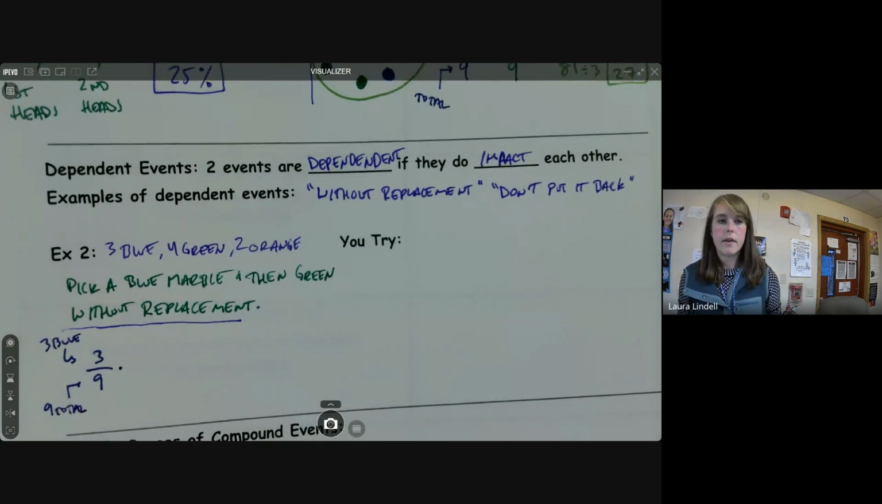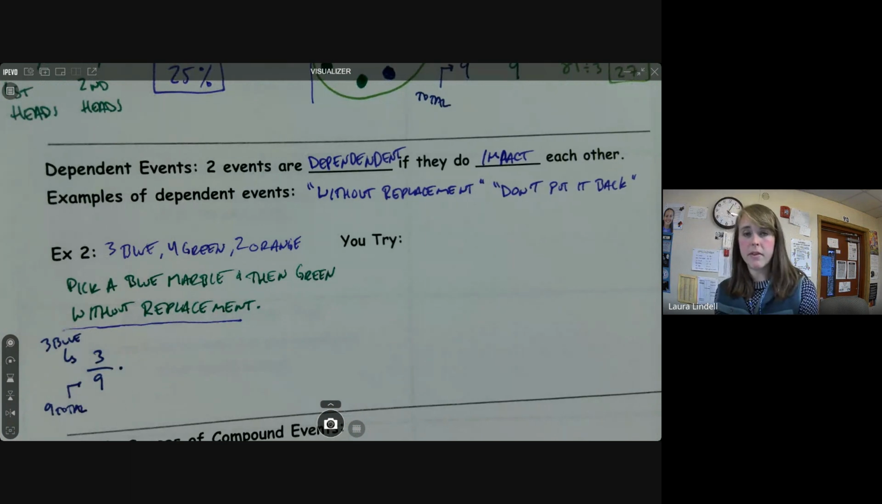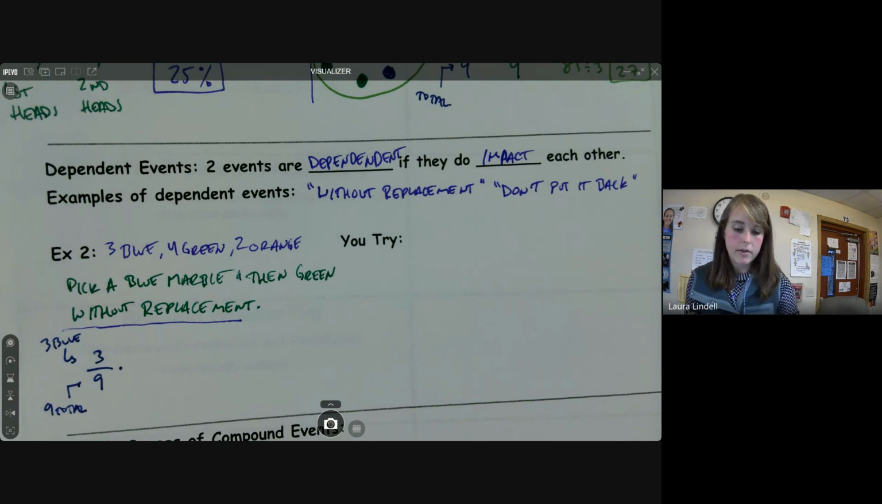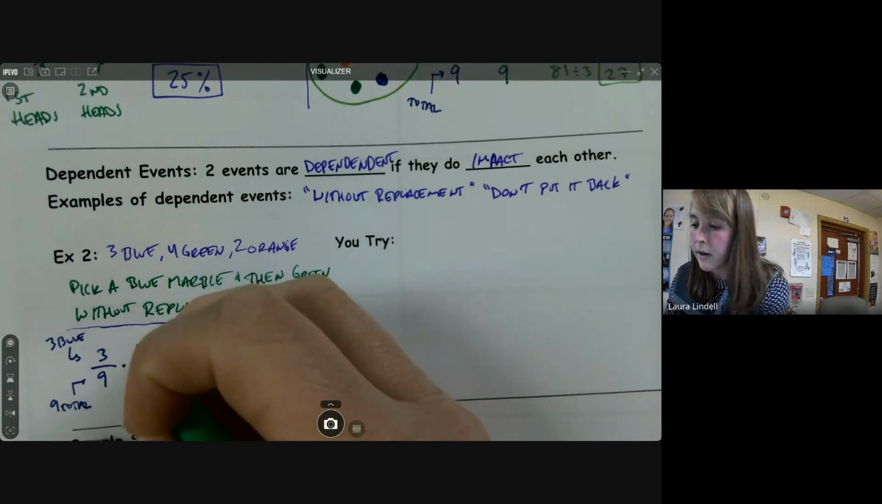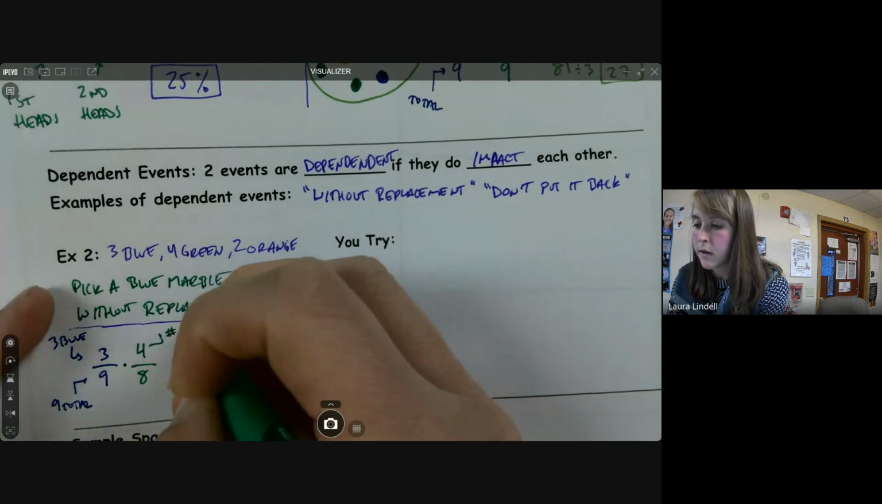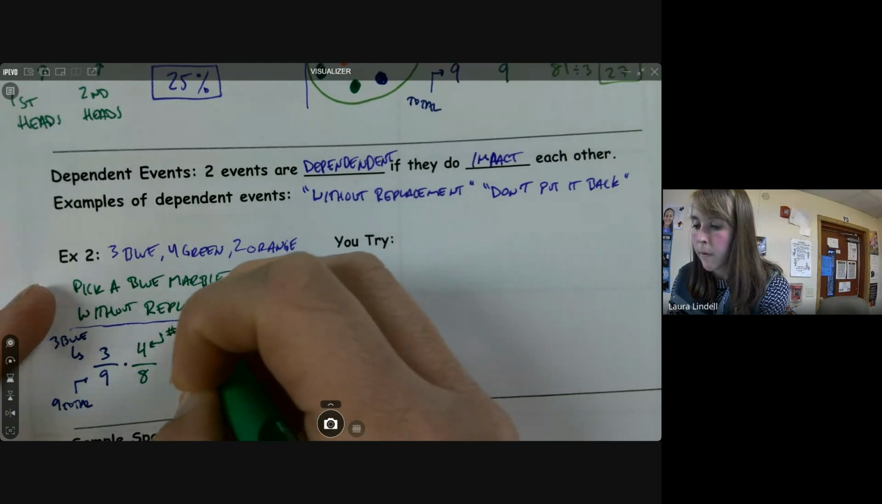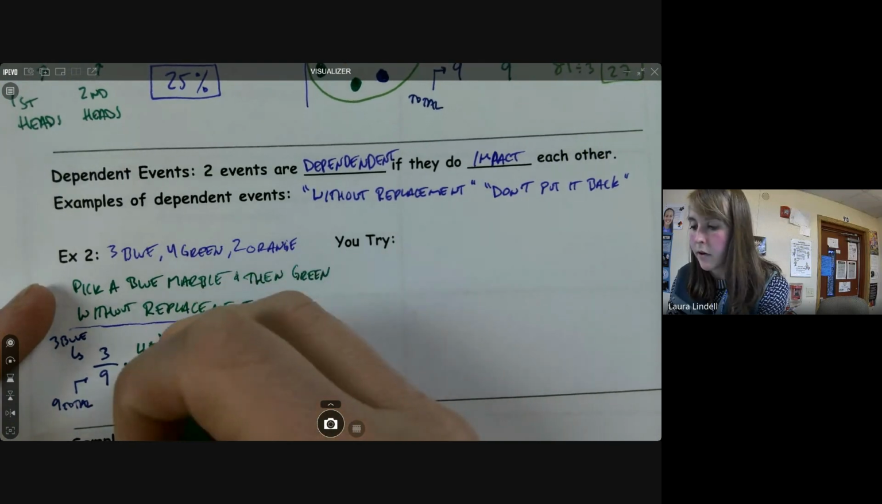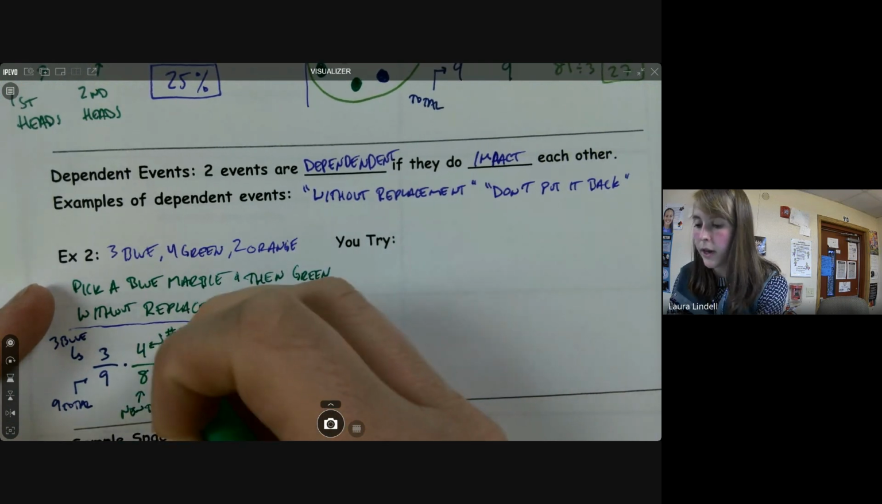So how many marbles are left in the bag? 8. There's no longer 9 marbles in there. There's only 8 now. So now when I go to pick a green one, there's still 4 green ones in there, but there's only 8 total. So this is our new total after I've picked one out.